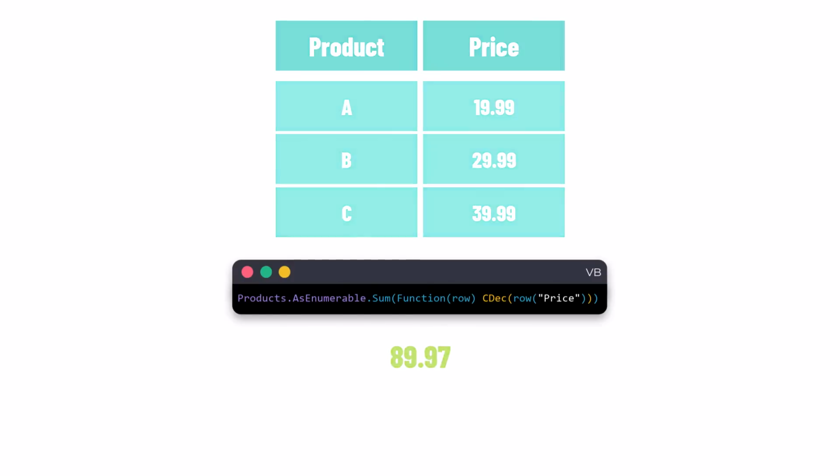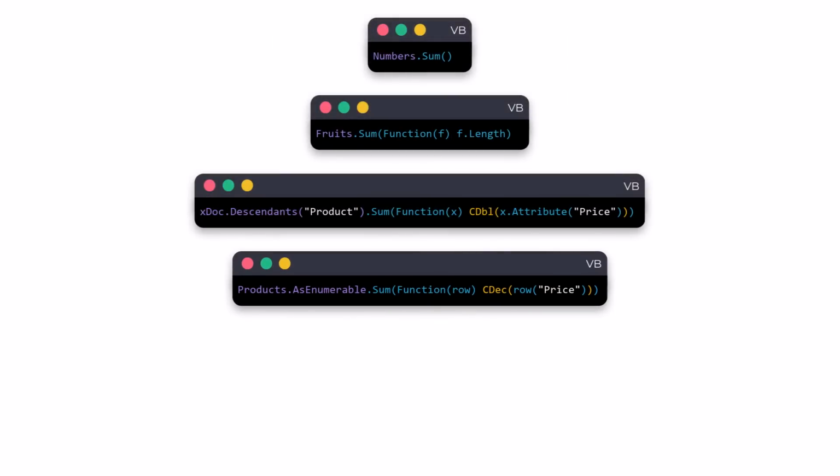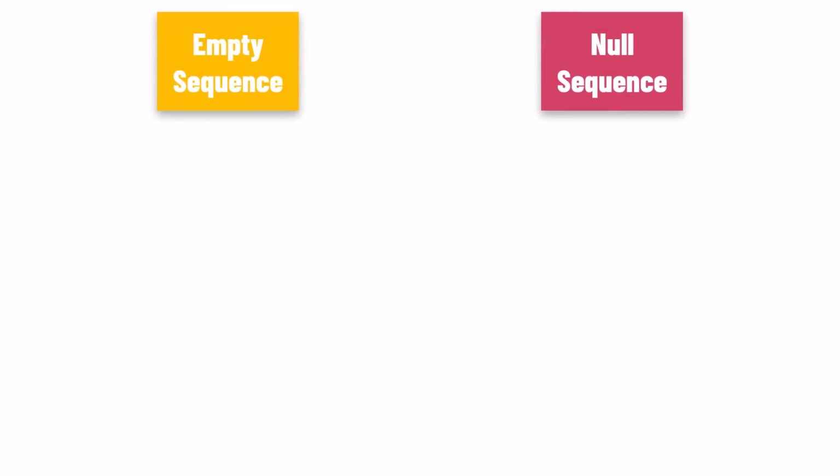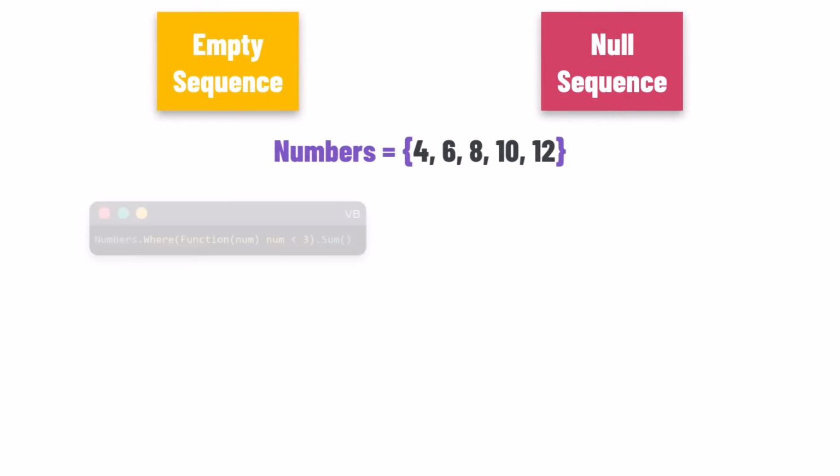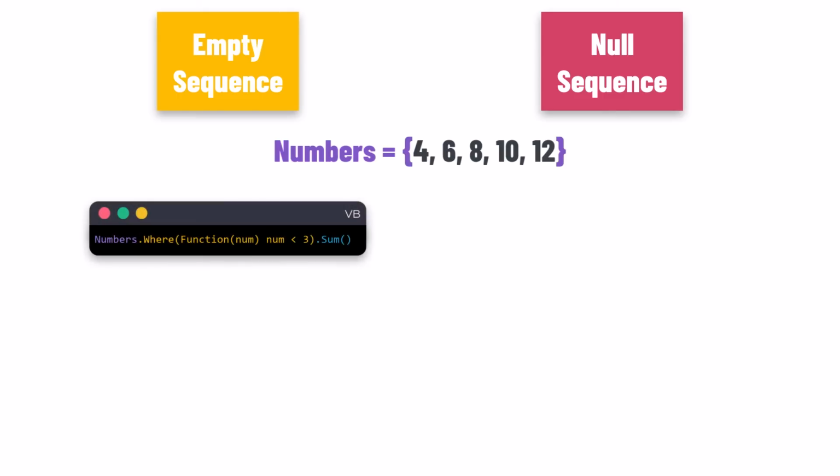Just like with the Average method, we can combine Sum with other LINQ methods and clauses to meet various requirements. However, it's important to note the behavior of the Sum method in different scenarios, particularly when dealing with null sequences and empty sequences. Imagine we have an array of integers named numbers. Let's say we filter this array to select only numbers smaller than 3. If no numbers in our array meet this condition, we end up with an empty sequence. When we apply the Sum method to this empty sequence, the result is 0, because there are no elements to add up.